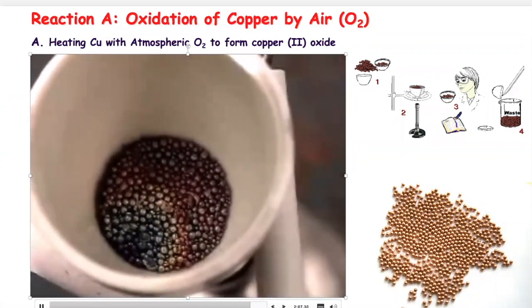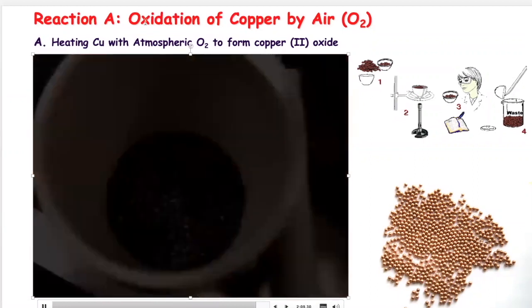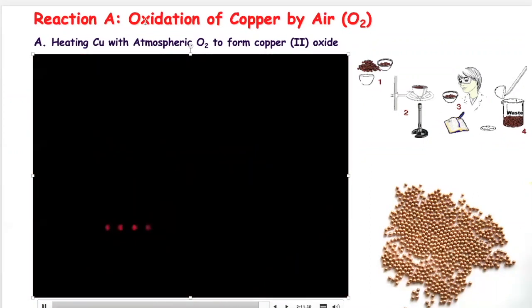You want to make sure that you are able to describe what happens, what it looks like before, what it looks like after, the evidence of a chemical reaction, and then the balanced chemical reaction. Okay, that's the first reaction.